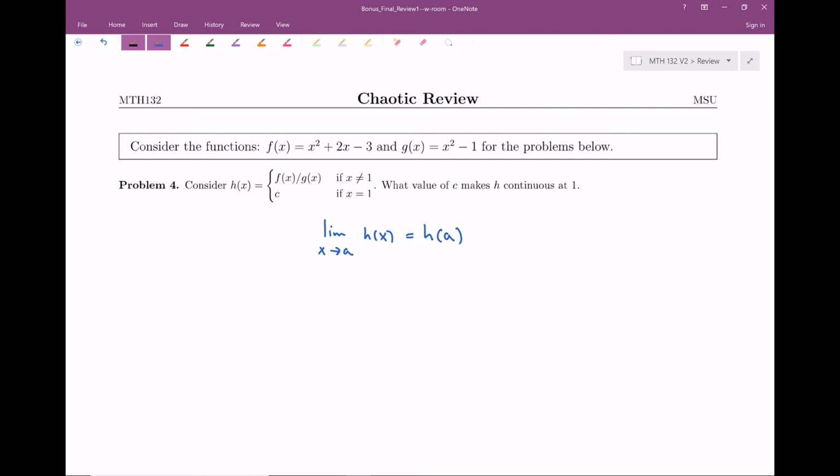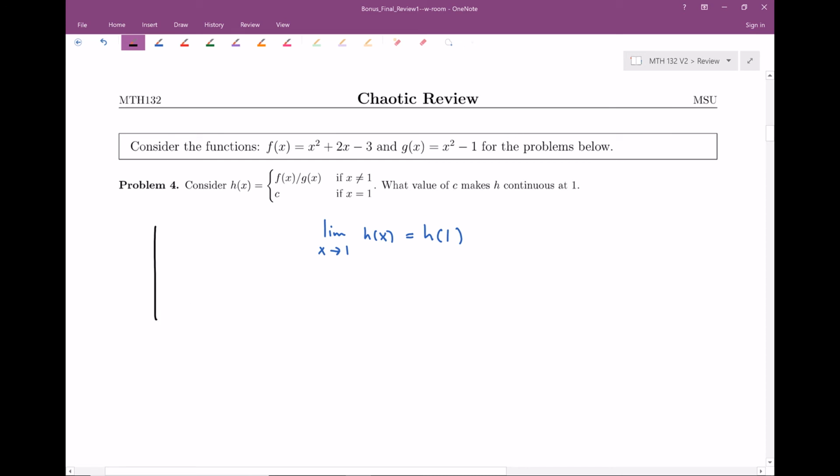So we want it to be continuous at 1, however, so we would like to switch these out, and as you approach 1, this should equal h of 1. So again, maybe let's actually graph this out really quick and show you why this definition works, because it's been a while, right?